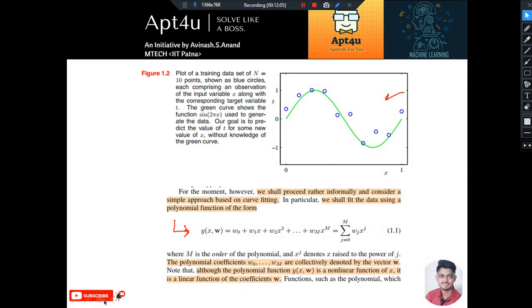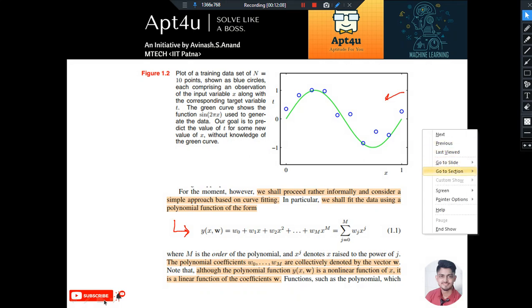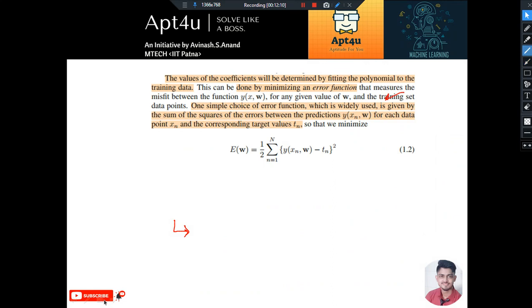So what we have next is how do we calculate the curve? We will make use of an error function. Remember, the values of the coefficients will be determined by fitting the polynomial to the training data. Whenever we have a polynomial function, the coefficient values are always determined this way. The values of the coefficients, that is w0, w1 and so on, will be determined using the training data only.